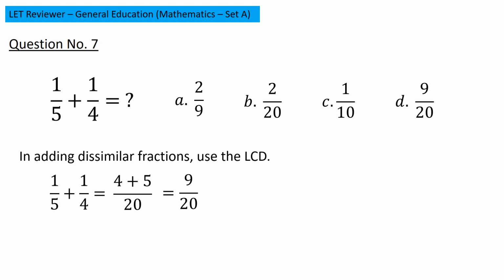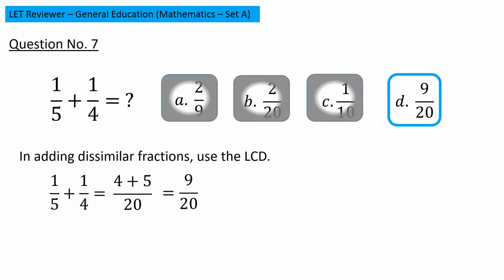So, 9 over 20, wala na tayong common factor para kay 9 at 20. So, ibig sabihin, yan na yung ating simplest form o yung lowest term natin. So, our answer here is letter D, 9 over 20.